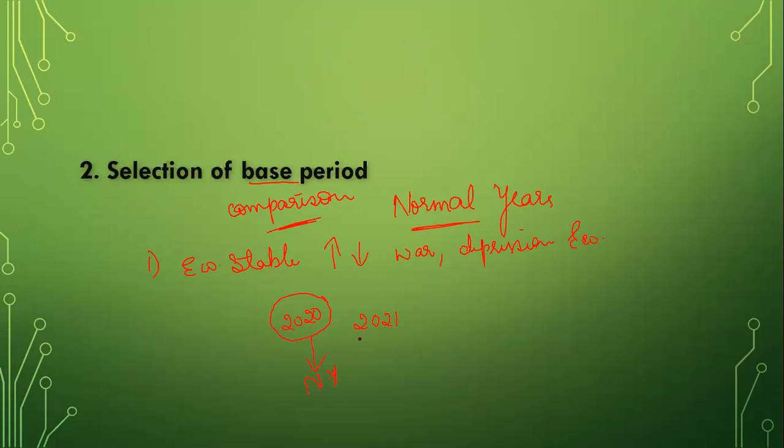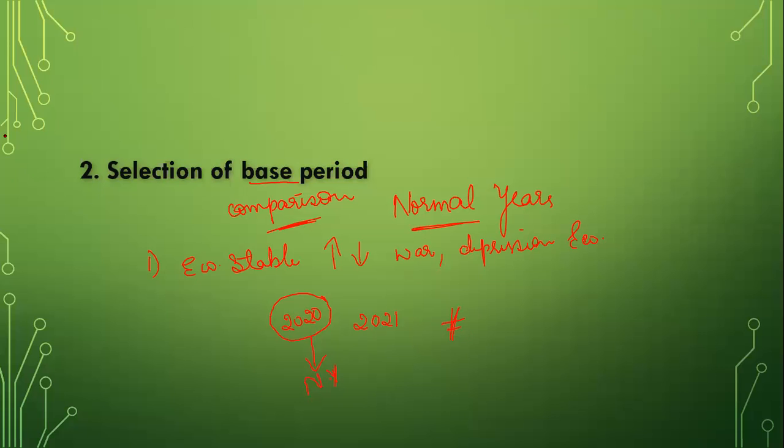Then only you can take that period as a base year, or else you can take the preceding, the previous years, where no ups and downs happened. If there are ups and downs, and you consider 2020 for the comparison with the 2021 year, what happens? Your final result will not be valuable. It will not give you an equal result. So when you select the base period, you should keep in mind it should be a normal year. It should be economically stable.